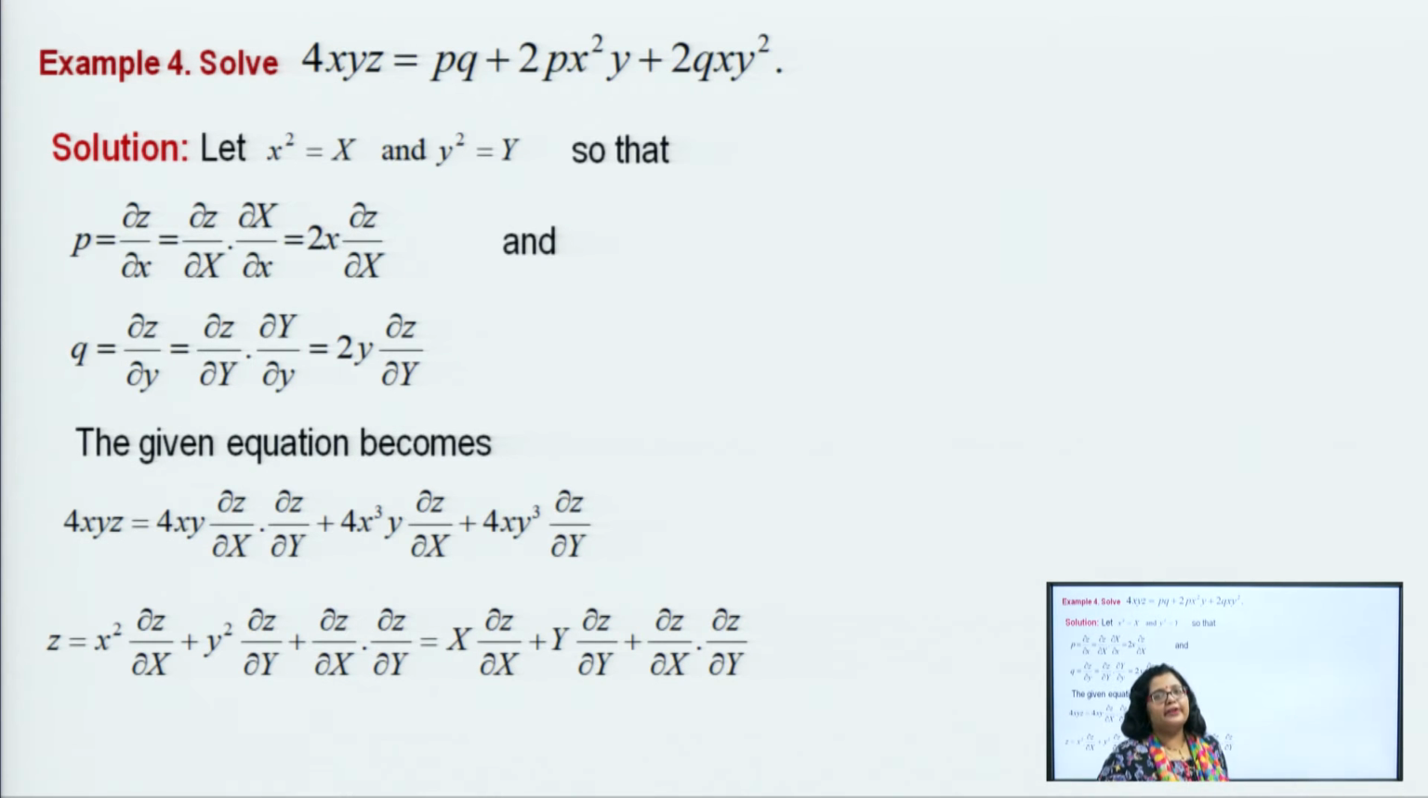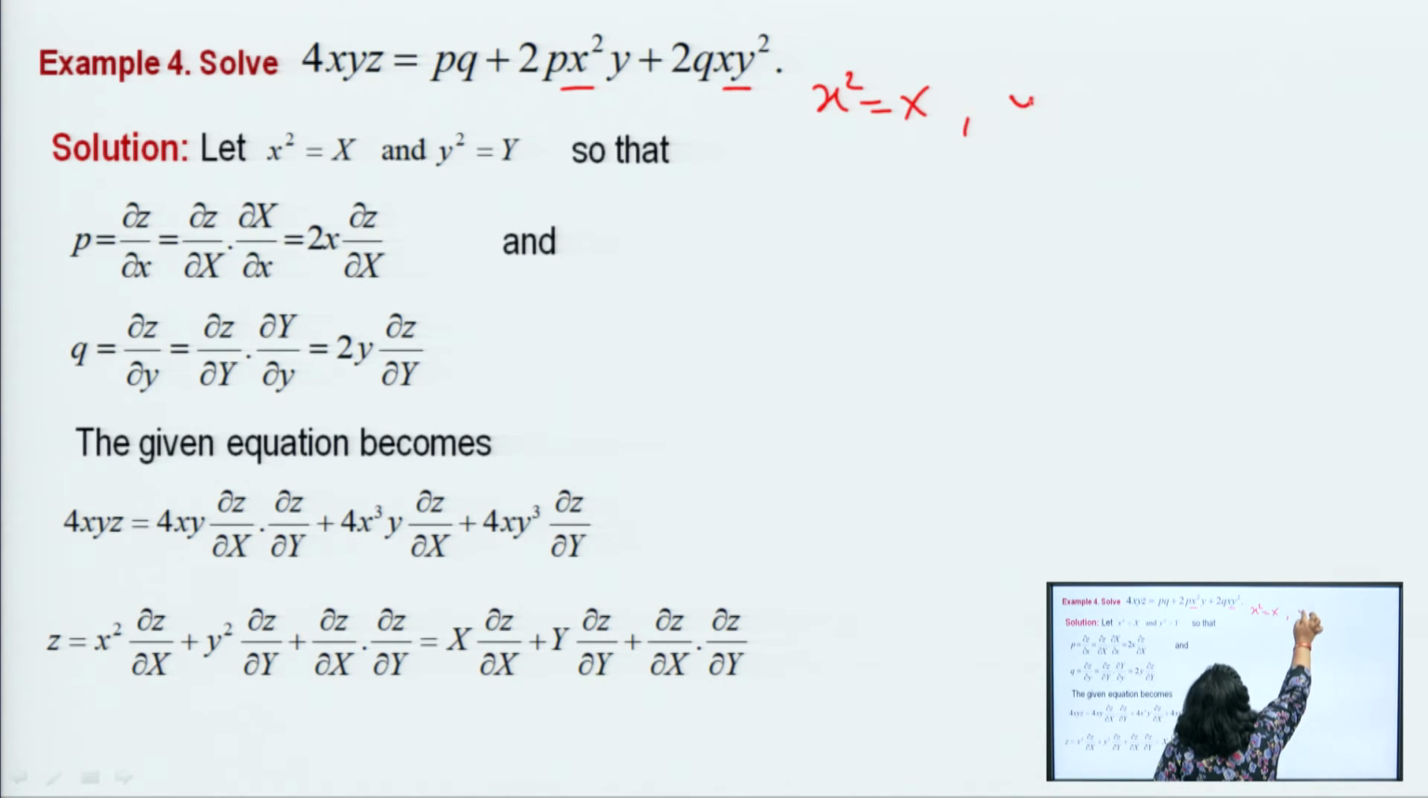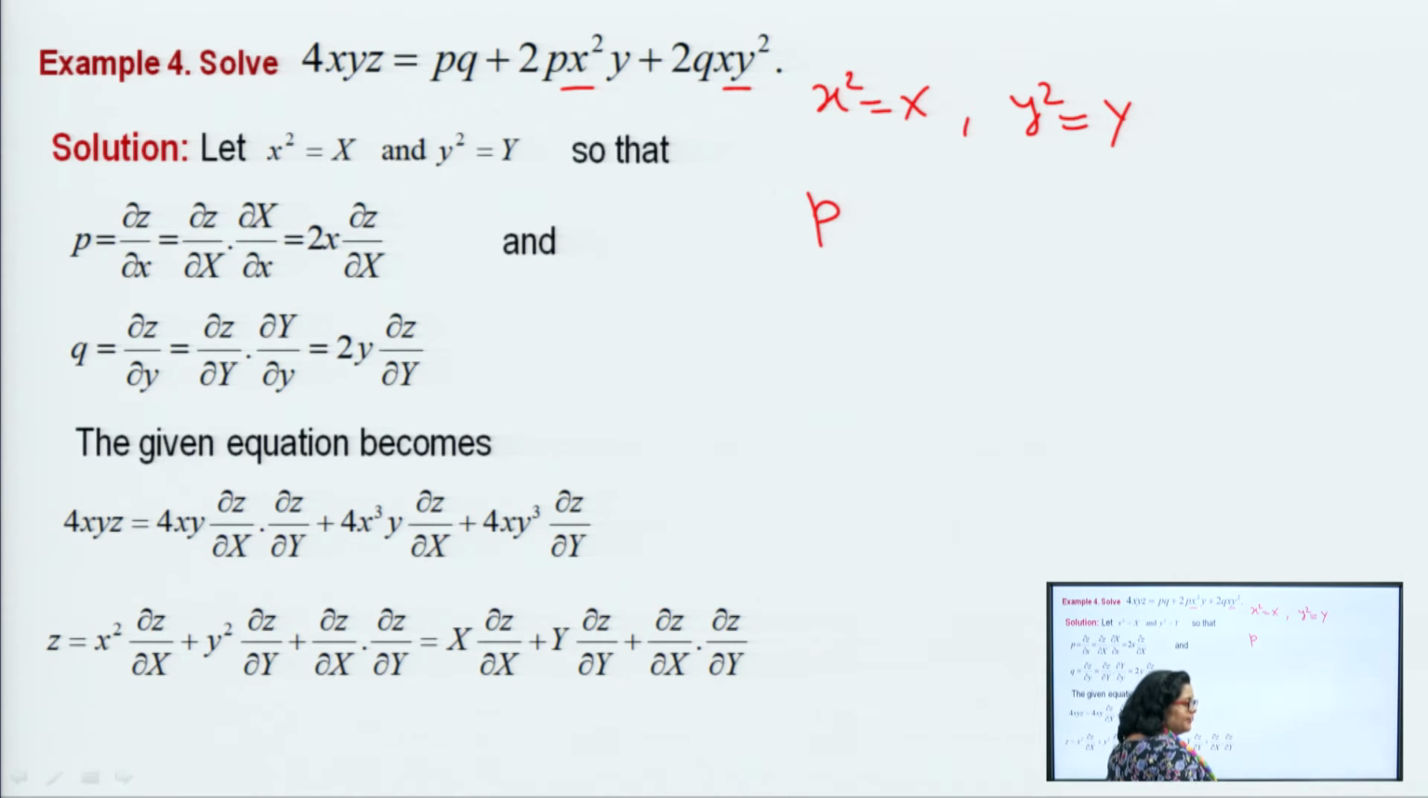Now solve the next. This equation is 4xyz is equal to pq plus 2px square y plus 2qxy square. What type is this? This equation cannot be reduced to type first, but we can reduce it to type second. For reducing to type second, we assume that small x square is equal to capital X, small y is equal to capital Y, and find the value of p in the form of capital P.